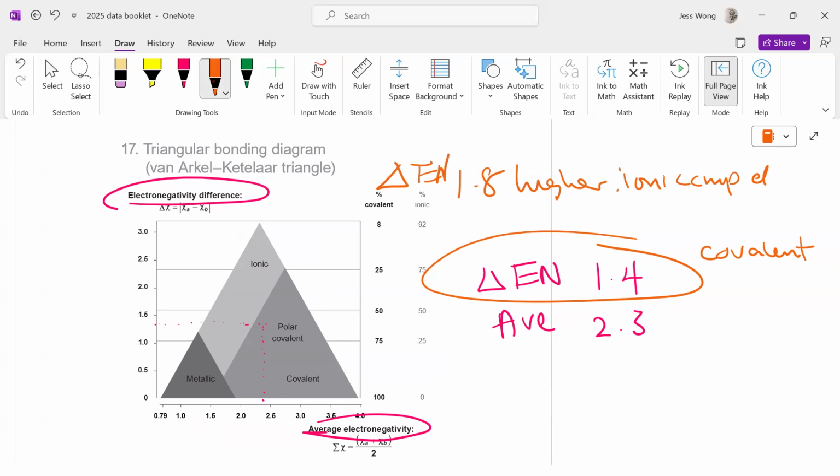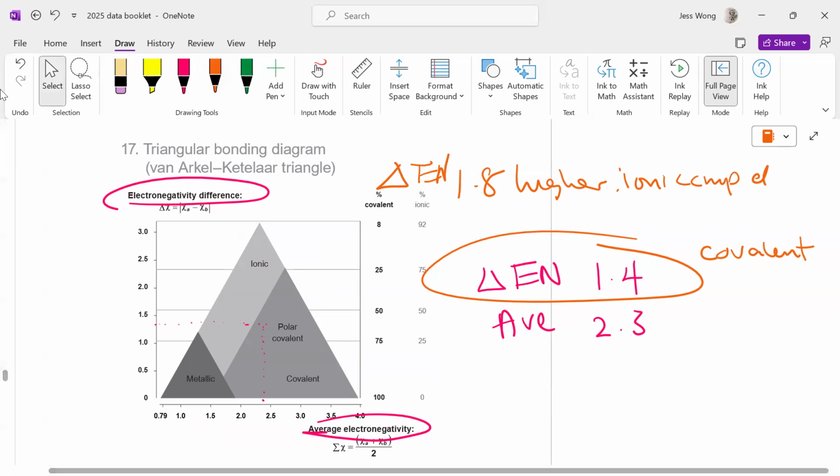And for delta EN in this case, which is 1.4 and is not 1.8 or higher, then it is likely to be a covalent compound. So there's actually two ways. Both ways use electronegativity. The first way is to use this triangle bonding diagram, where you work out the electronegativity difference and the average, and you try to match which section of the triangle bonding diagram it falls under.